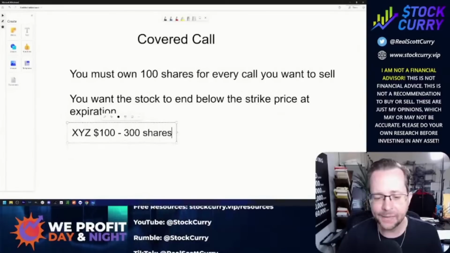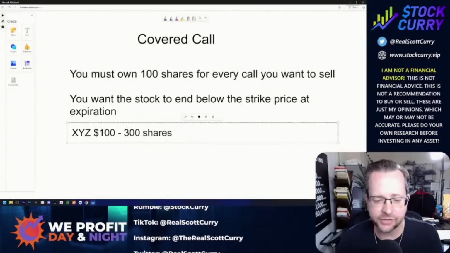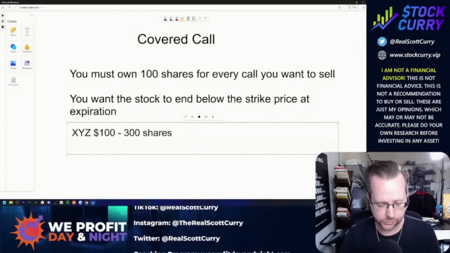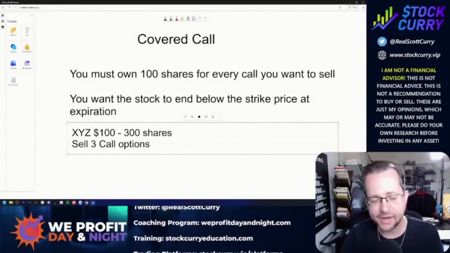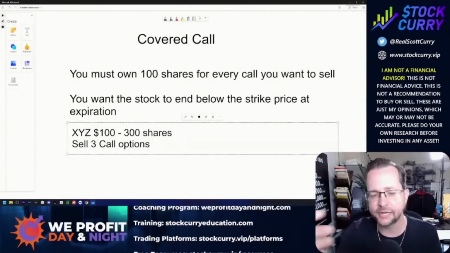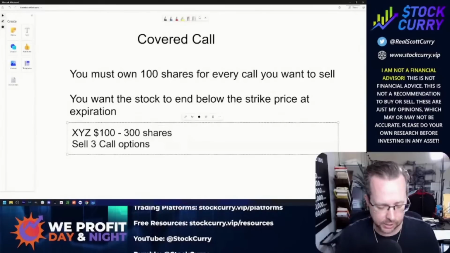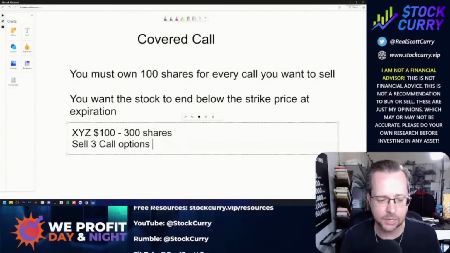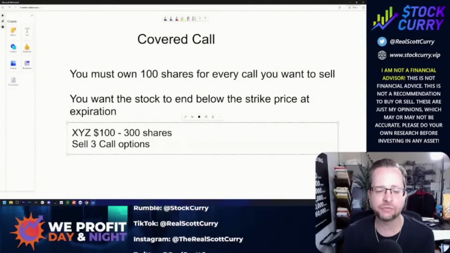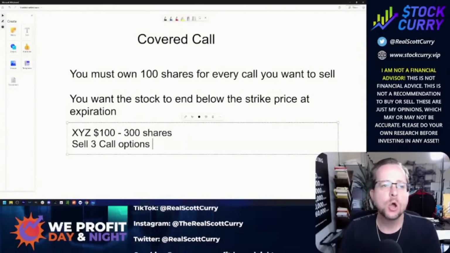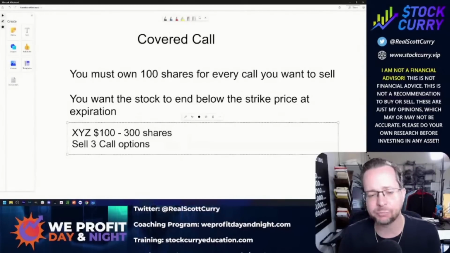You want to make money beyond just holding this, so you decide that you are going to sell three call options. Why can you sell three? Because you own 300 shares, and you need 100 shares for every call option you want to sell. The question you always have to ask yourself when selling a covered call is, what price would I be willing to sell my shares at and be happy with a profit?